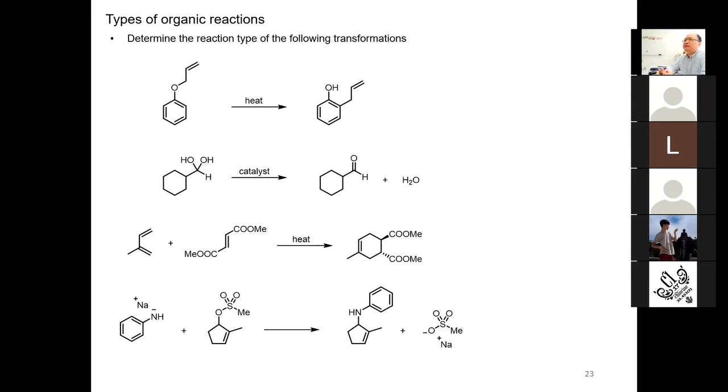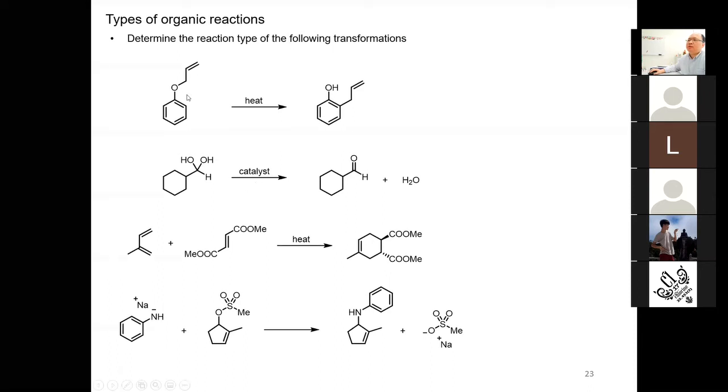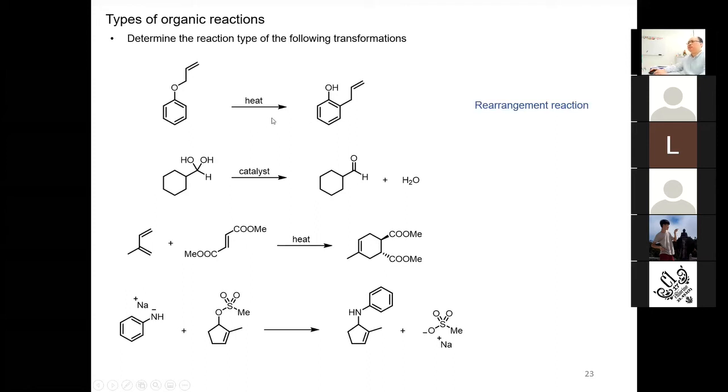So the first one, what do you think? One molecule at the beginning, one molecule at the end. The composition of the molecule doesn't change, all these carbons. What changes is the position. So it's a rearrangement reaction. And the second one: one molecule at the beginning, two molecules at the end. One to two, elimination. This is what we call an acetal splitting into water and aldehyde.